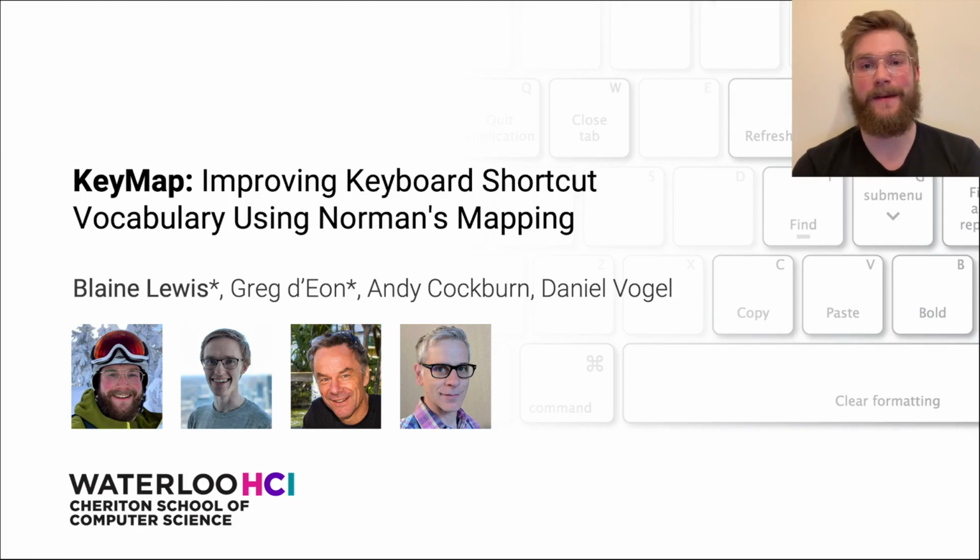I'm Blaine Lewis, and in this video, I'll be presenting a new interaction technique called KeyMap. KeyMap is a keyboard shortcut visualization designed to help improve keyboard shortcut vocabulary by taking advantage of Norman's mapping. This is research I performed at the University of Waterloo while completing my master's degree, as well as the University of Canterbury while doing a research assistantship.